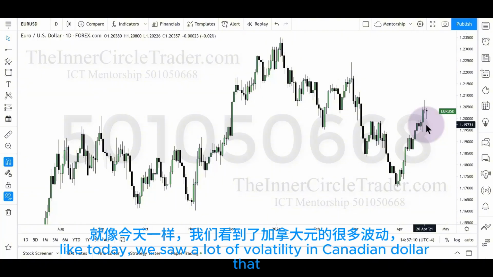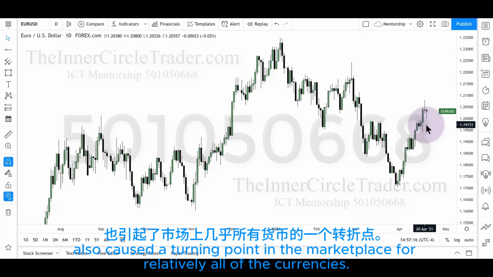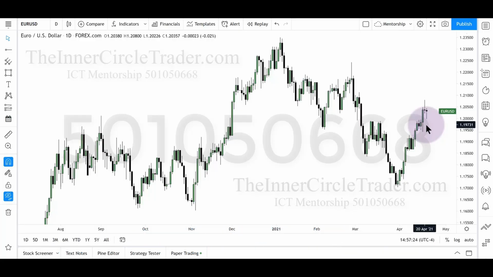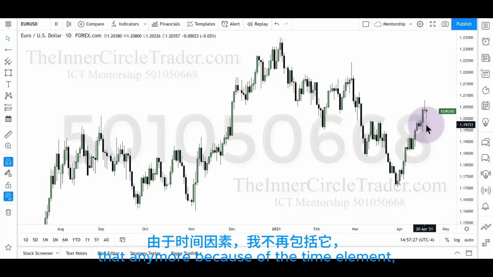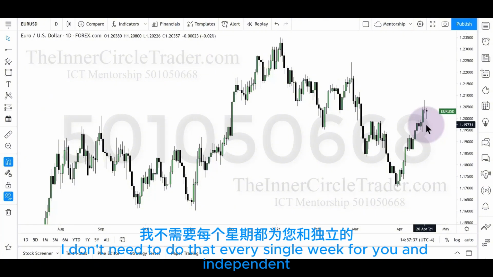and if there's a lot of volatility. Like today, we saw a lot of volatility in Canadian dollar. That also caused a turning point in the marketplace for relatively all of the currencies. So be mindful that when you're looking at your economic calendar, and I don't include that anymore because of the time element, because it's something you should already know how to do and take note of. I don't need to do that every single week for you.